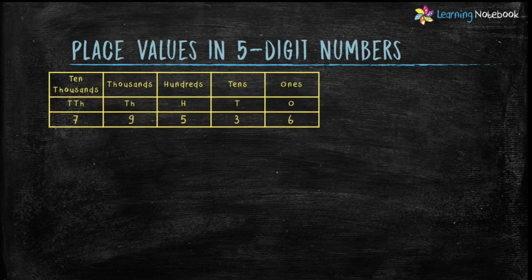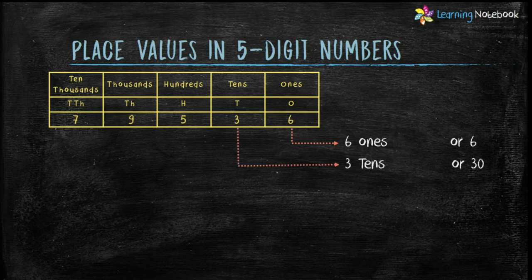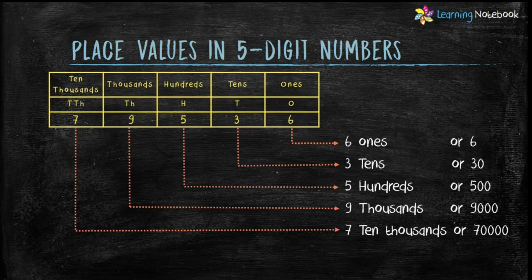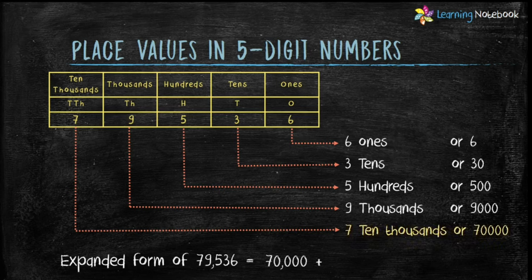Now here, since 6 is at 1's place, its place value is 6 1's or 6. Then 3 is at 10's place, so its place value is 3 10's or 30. 5 is at 100's place, so its place value is 5 hundreds or 500. 9 is at 1000's place, so its place value is 9 thousands or 9000. And lastly, digit 7 is at 10,000's place, so its place value is 7 ten thousands or 70,000. Now we can easily write the expanded form of this number, which is 70,000 plus 9,000 plus 500 plus 30 plus 6. So students, this is how we write the place values of 5-digit numbers and their expanded form.